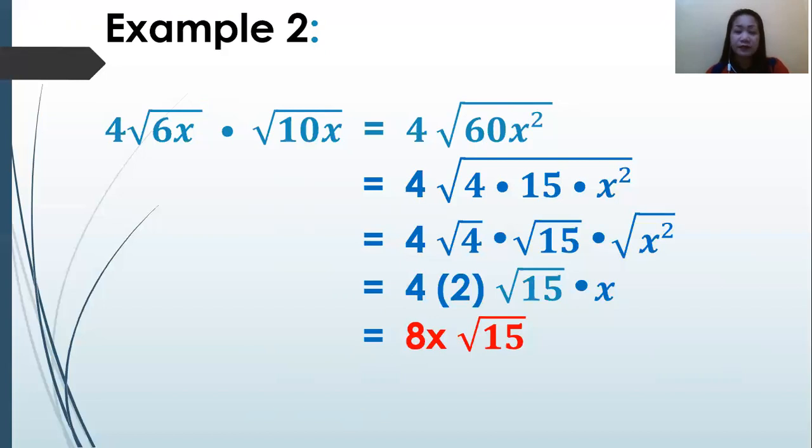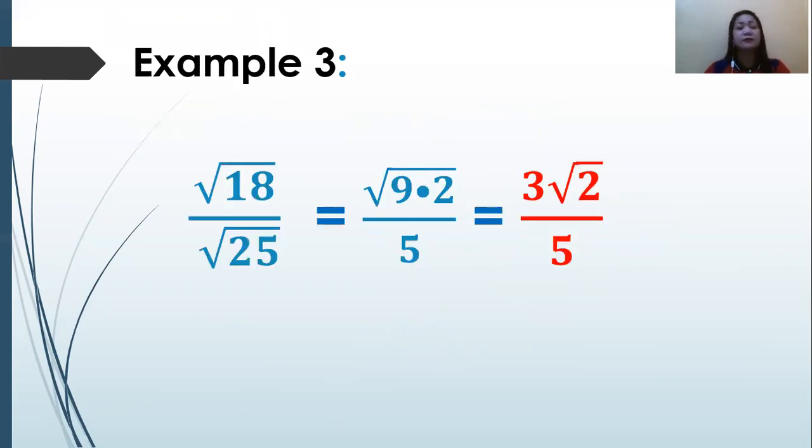Then 4 is a perfect square, so bring it out. 4 times 2, we have 8. Then copy the radical, the square root of 15. And the square root of x squared cancels the radical symbol and the exponent, so we have x. So 4 times 2, we have 8 times x. We have 8x times the square root of 15. Okay, let's move on to example number 3.